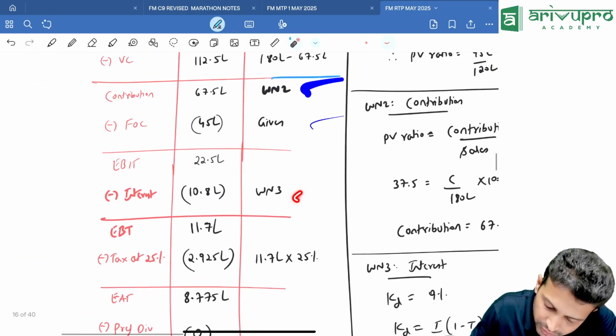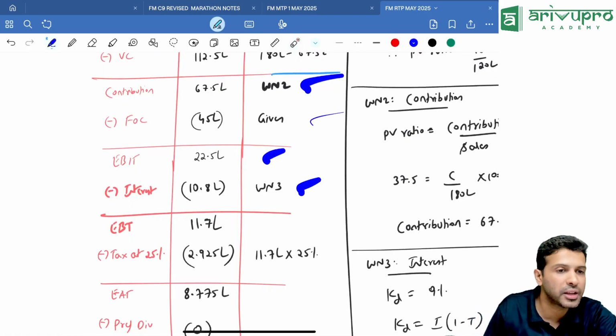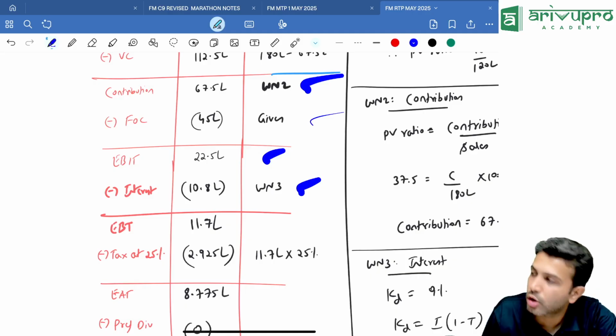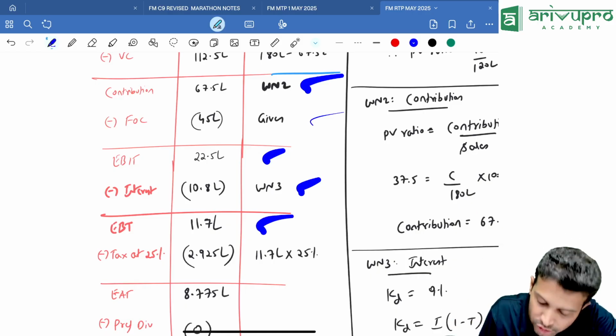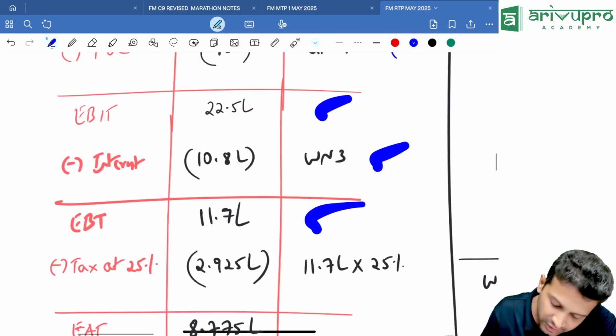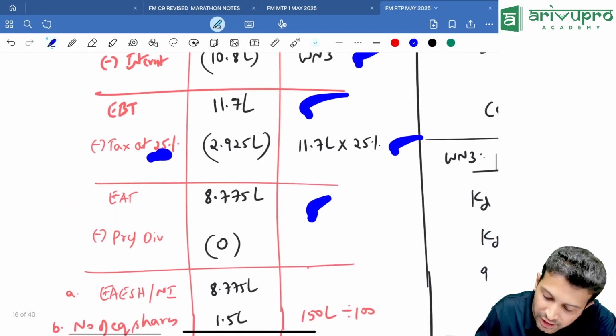How much did we get for interest? 10 lakh 80,000. Sir, EBIT we already got. Interest just now we got. How much is that? 10 lakh 80,000. From EBIT, if you reduce interest, you will get earnings before tax. Tax rate is anyway given in the question to be 25%. So reduce that, you will get earnings after tax.